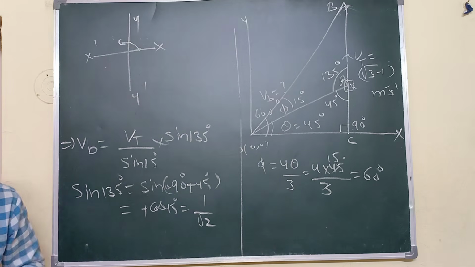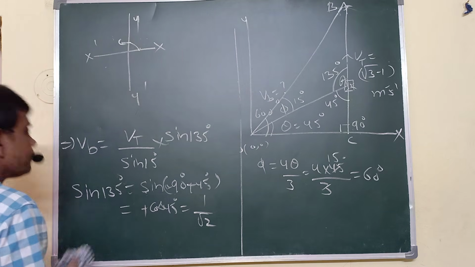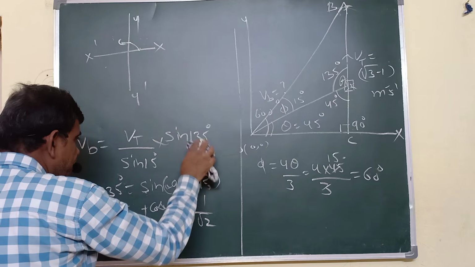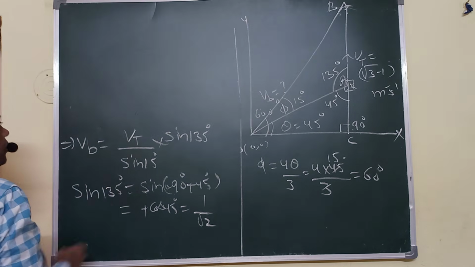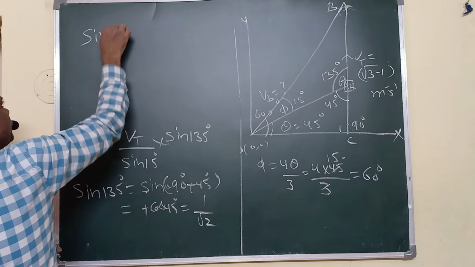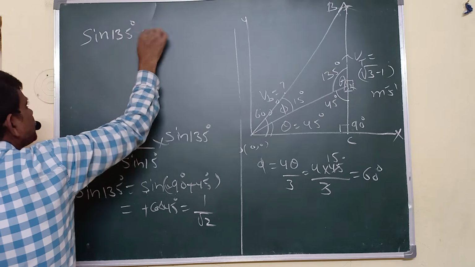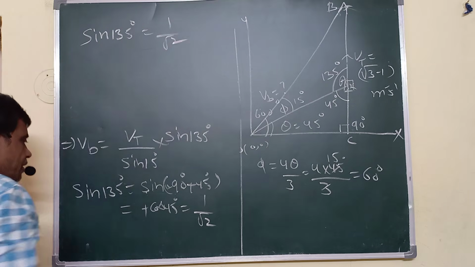Again sin 15. So what is the sin 15? Further another process. So sin 135 value totally I am getting 1 by root 2. Sin 135 equals 1 by root 2.